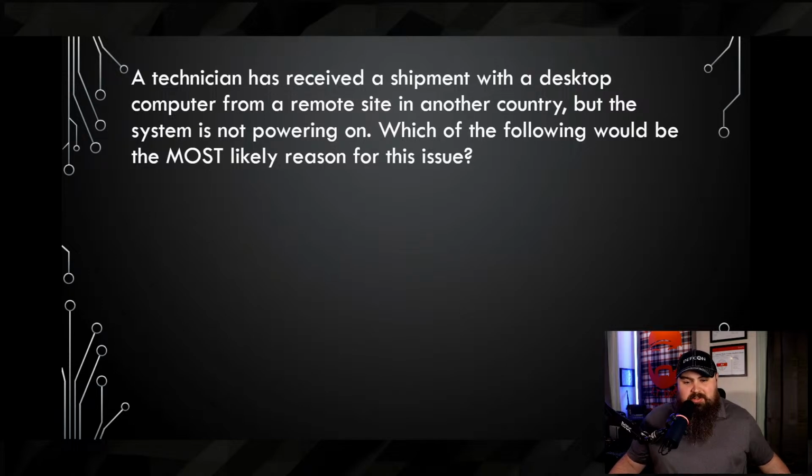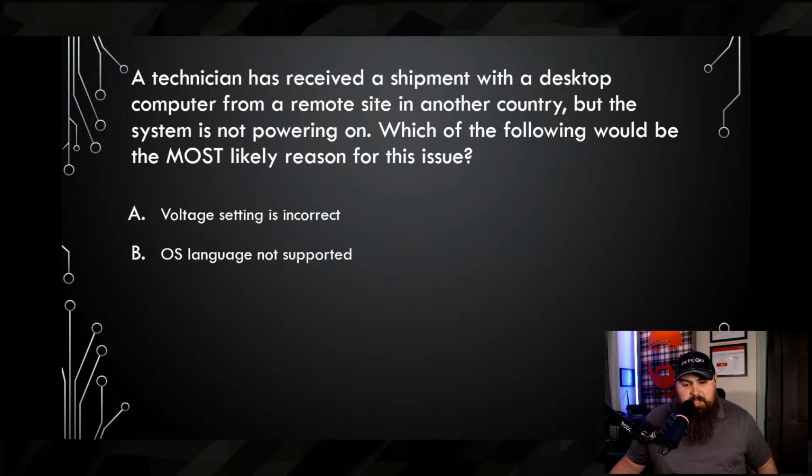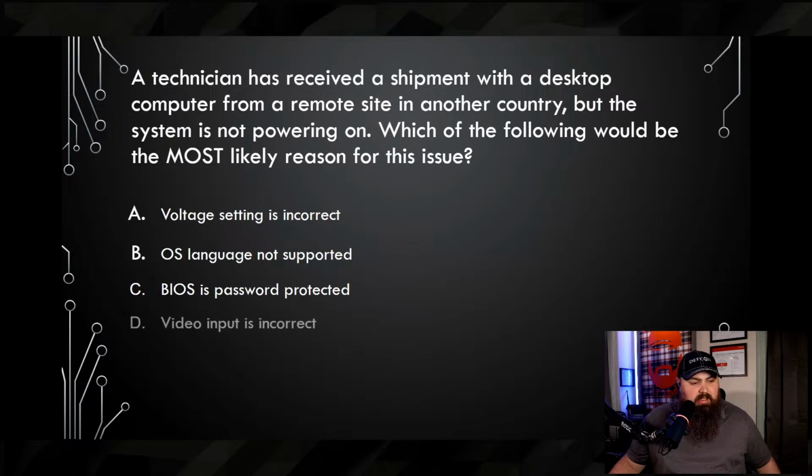A technician has received a shipment of desktop computers from a remote site in another country, but the system is not powering on. Which of the following would most likely be the reason for the issue? A, voltage is set incorrectly. B, OS language is not supported. C, BIOS is password protected. D, video input is incorrect. Or E, storage drive is not connected.